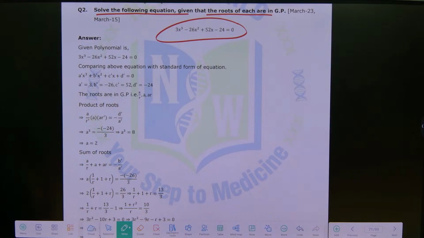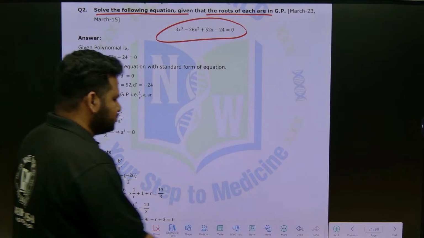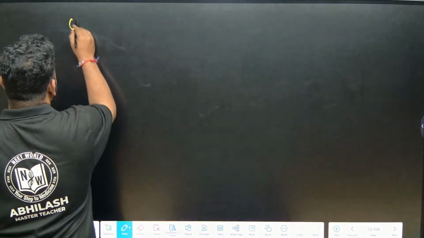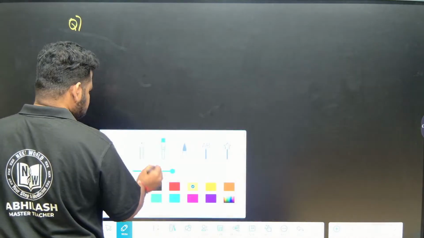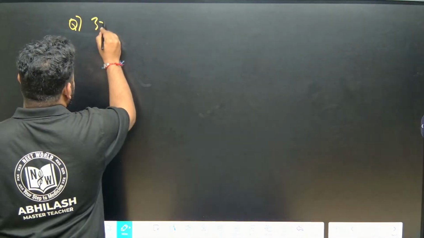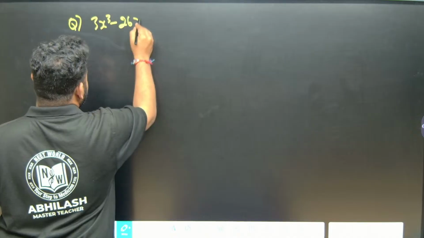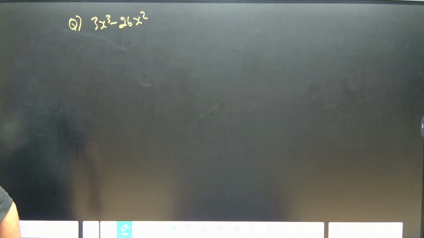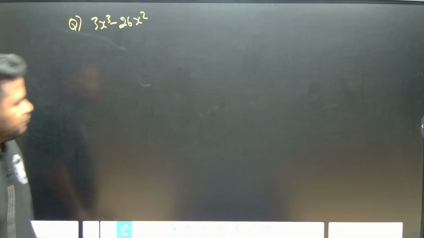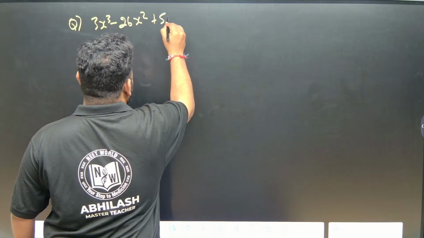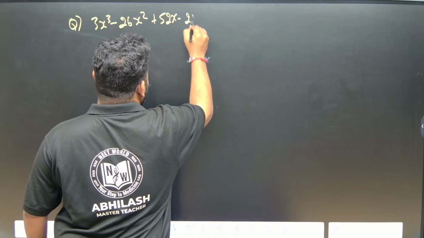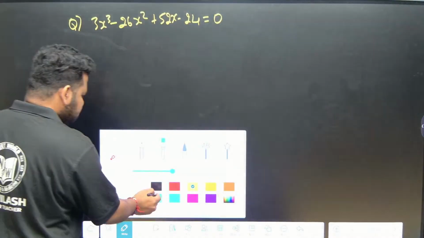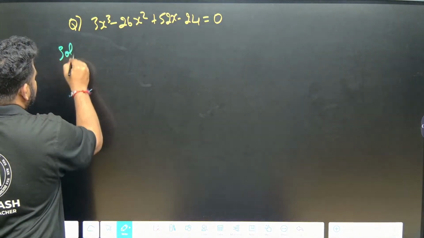3x cube minus 26x square plus 52x minus 24 is equal to 0. This is the equation that is given. So we have to find the roots.